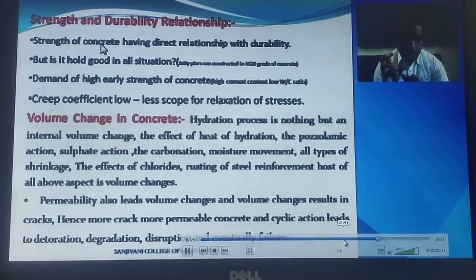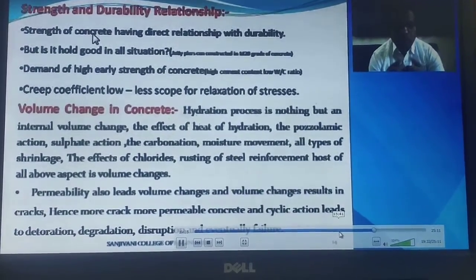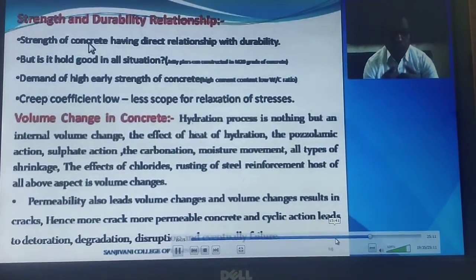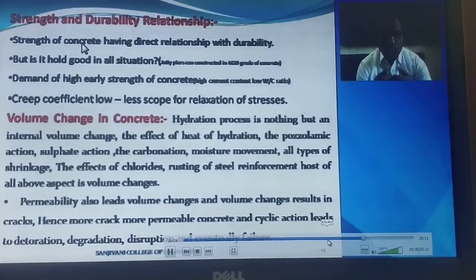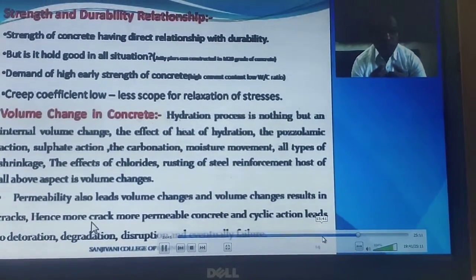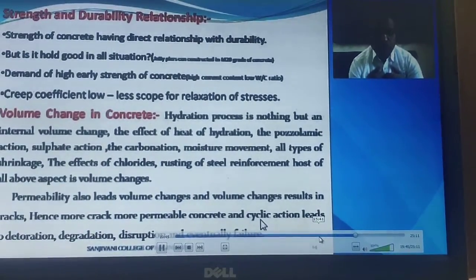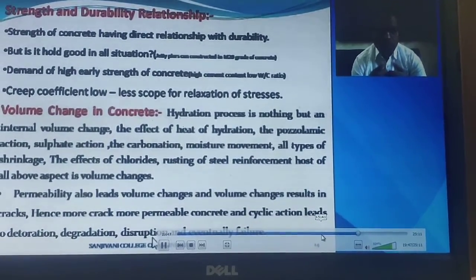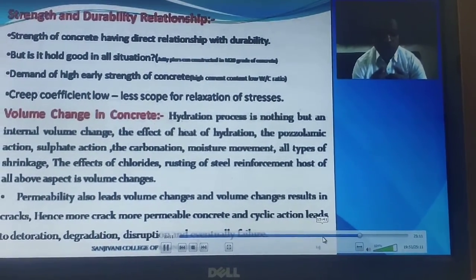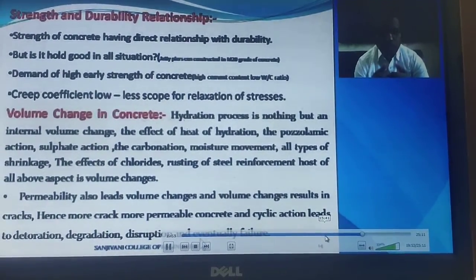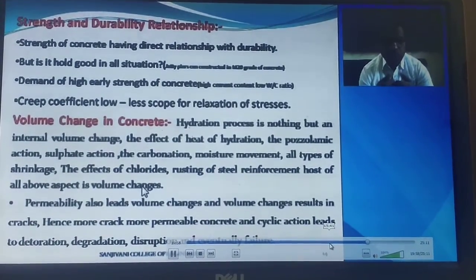Due to change in volume, there may be chances of deterioration, or impermeable concrete becomes permeable. Permeability also leads to volume change, and volume change results in cracks. Hence more cracks, more permeable concrete, and this is a cyclic action that leads to deterioration, disintegration and degradation, and eventually the failure of the concrete. So care must be taken when there is a change in the volume of the concrete.